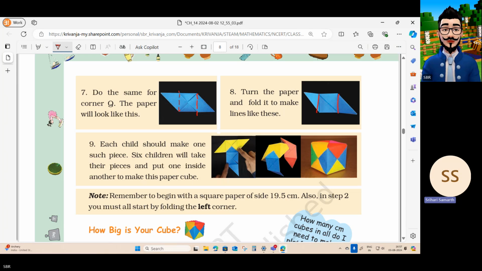Each child should make one such piece. Six children will take their pieces and put one inside another to make this paper cube. Okay, like this. Okay, read the note.